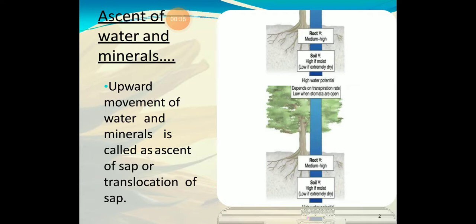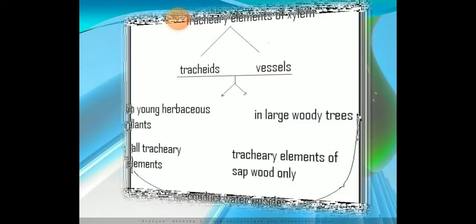So going to the concept of ascent of sap, that means the upward movement of the water and the minerals in the plants through the translocating tissues is called ascent of sap. The picture on the right side is showing how the water and the minerals are conducted in the plant body. There are different organs or elements involved in the ascent of sap.